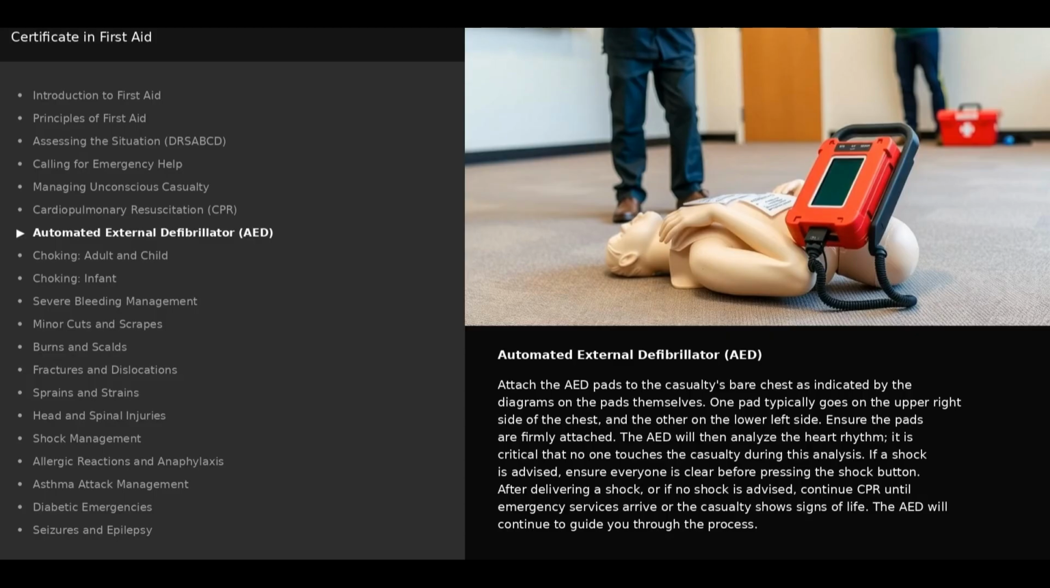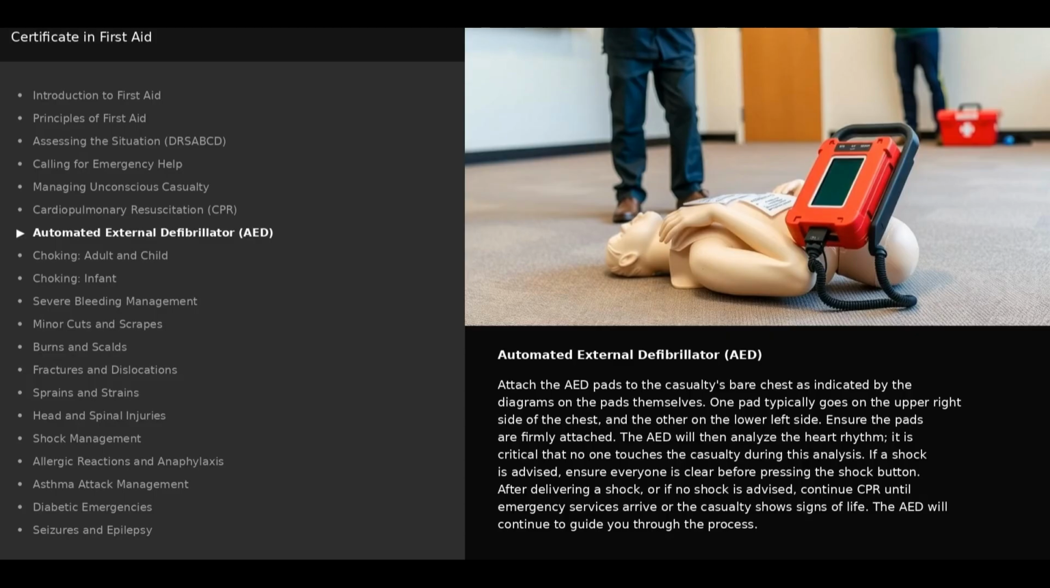Attach the AED pads to the casualty's bare chest as indicated by the diagrams on the pads themselves. One pad typically goes on the upper right side of the chest and the other on the lower left side. Ensure the pads are firmly attached. The AED will then analyze the heart rhythm.